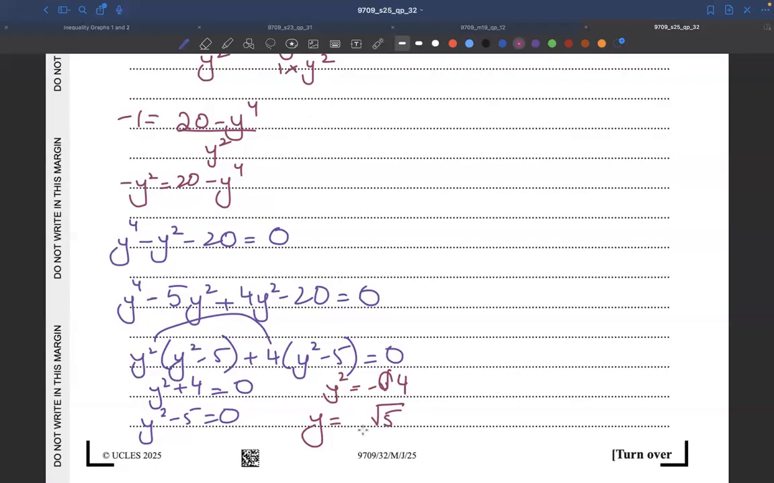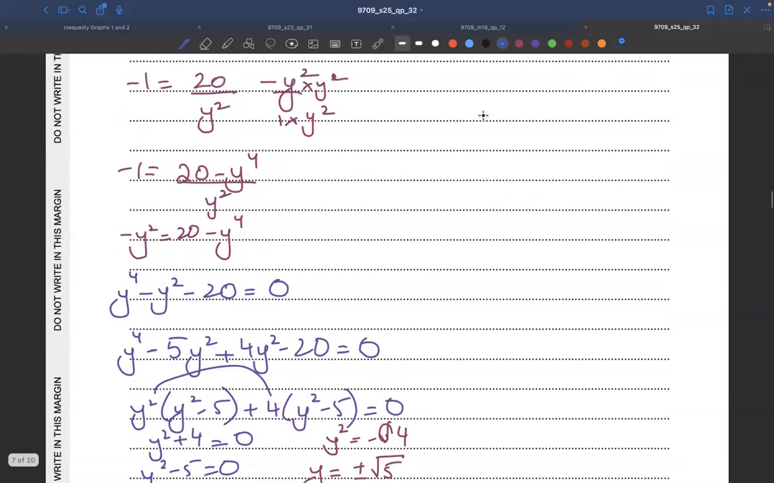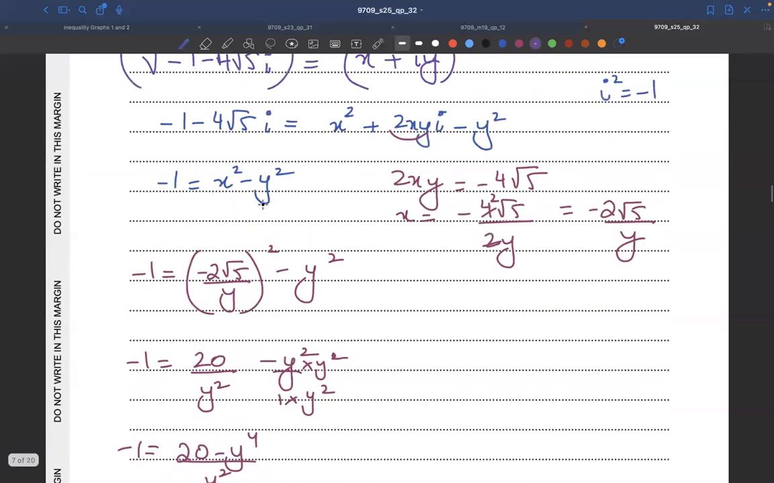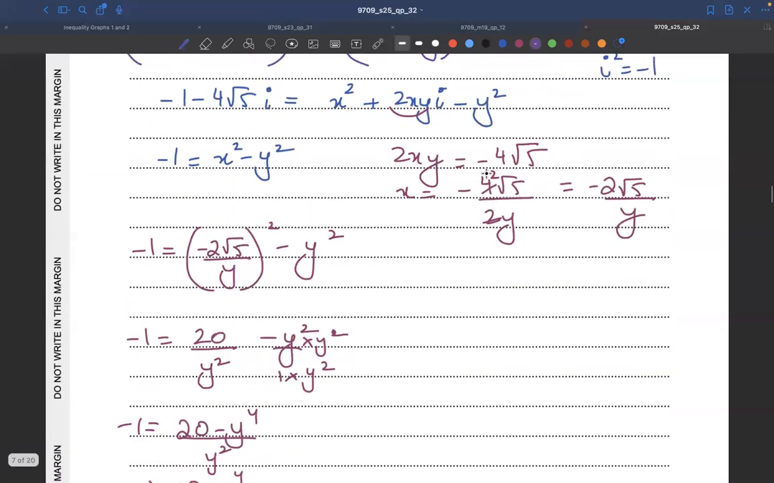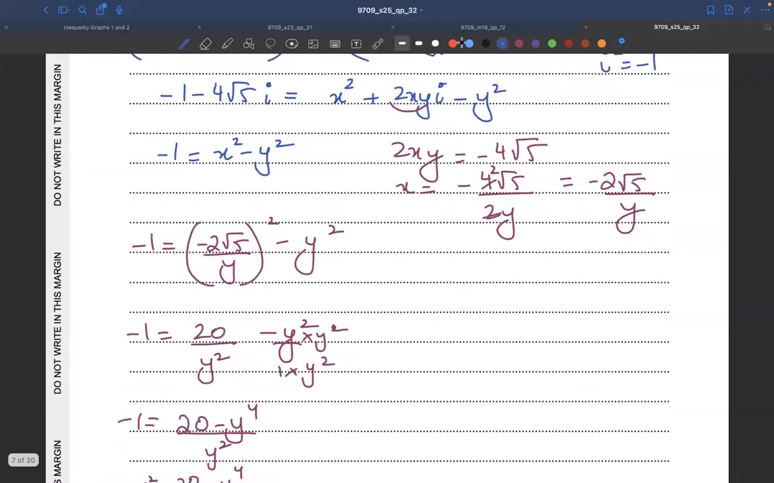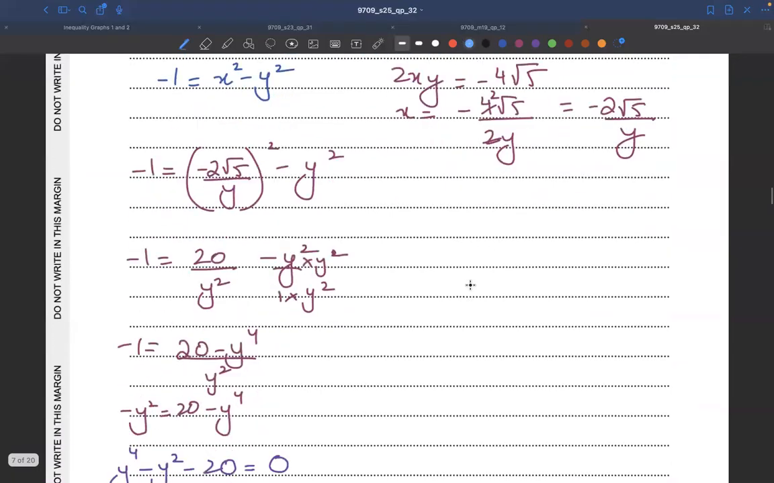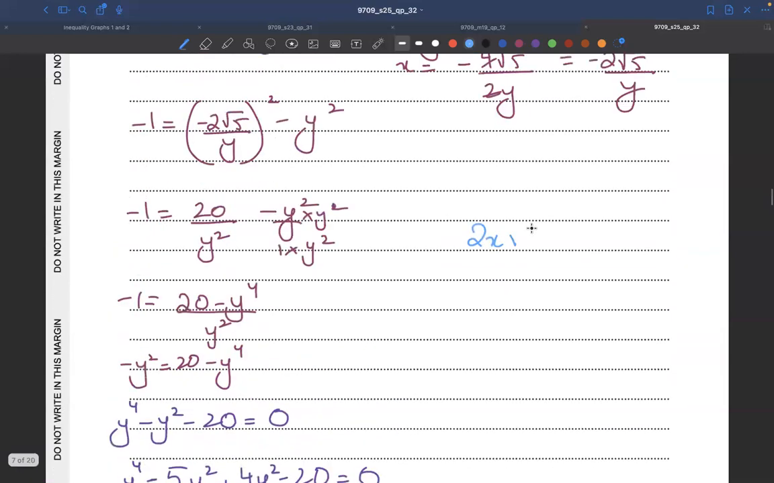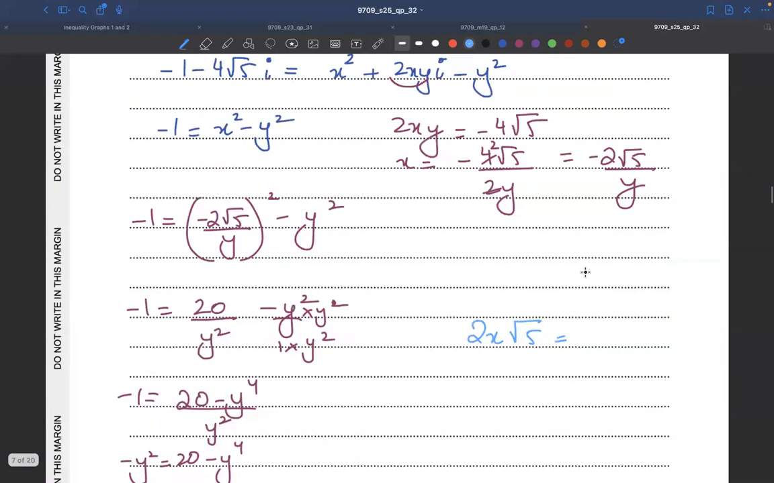And when we take the square root, we can give both the positive and negative values. Or we can even keep it as root 5, but we know that the complex square roots are conjugates of each other. So now we know that 2xy is equal to minus 4 root 5. So we can now write it as 2x into y, where y is root 5, is equal to minus 4 root 5.